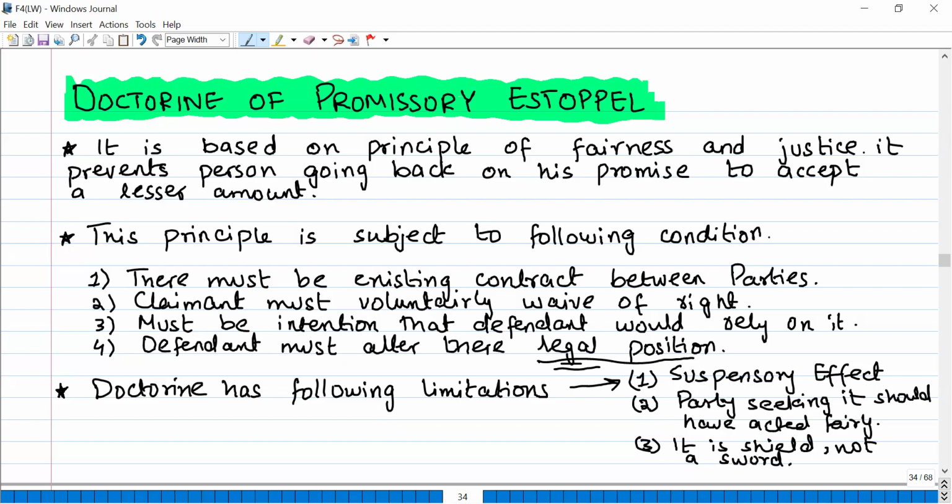The party seeking it should have acted fairly. If the party who was seeking the promise, basically the defendant in this case, was not acting fairly, then the doctrine of promissory estoppel will not apply. It is a shield, not a sword, which means it is a defense, not a cause of action. This is used as a defense tool. For example, there is a problem going on, that is war going on, and there is a clear problem that tenants are not living in London. So to defend yourself, the defendant is using this doctrine of promissory estoppel, right? It is not an action thing. It is a defense mechanism. The doctrine of promissory estoppel is a defense mechanism.